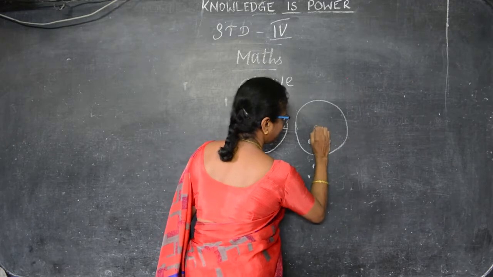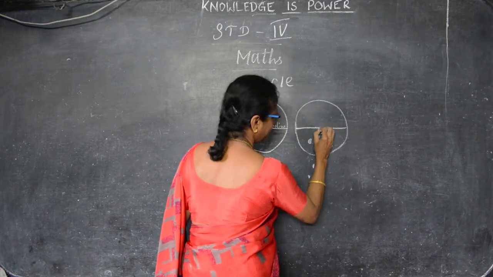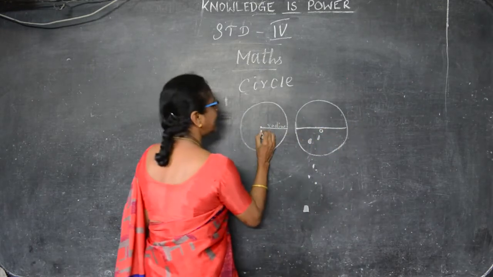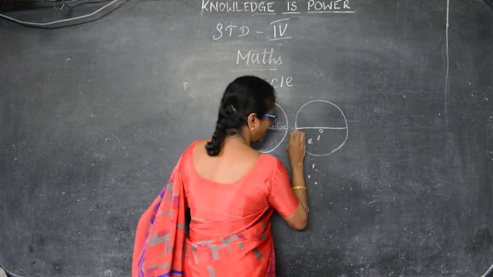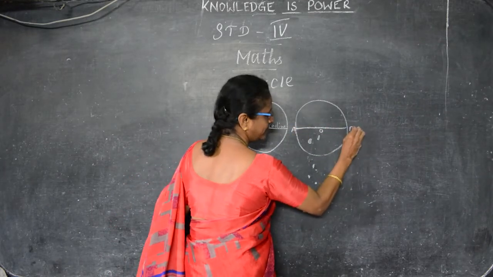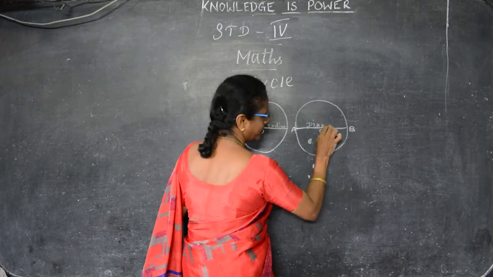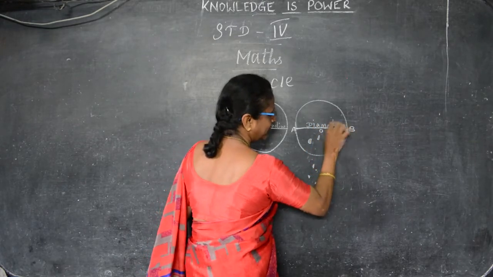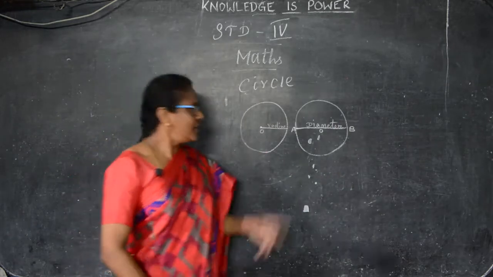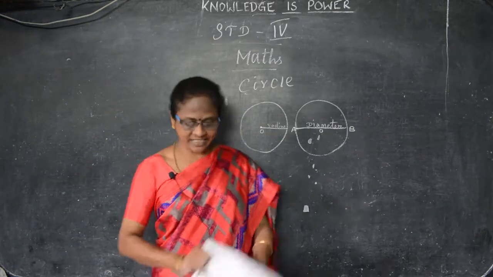So if this is the center point and the full line, you mark the center as O. So this is O, this corner is A and this point is B. So this is called the diameter. Half of this is the radius.